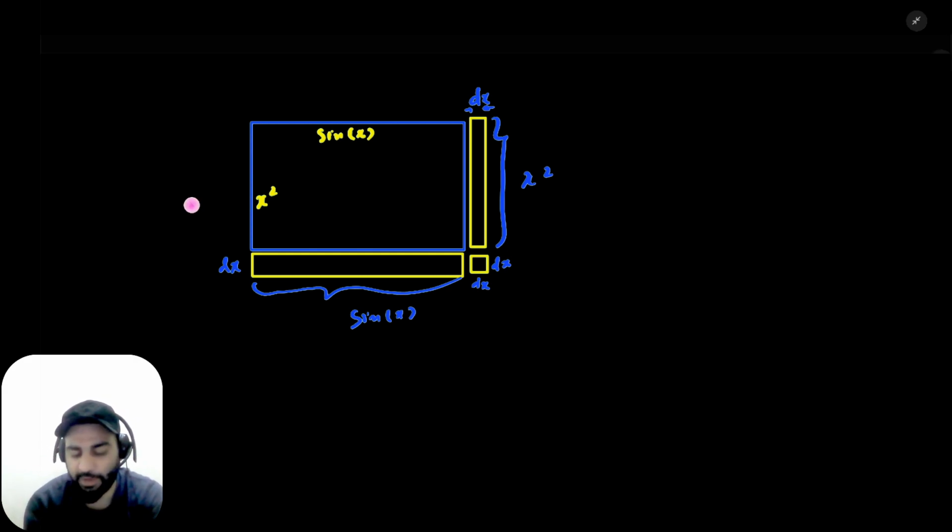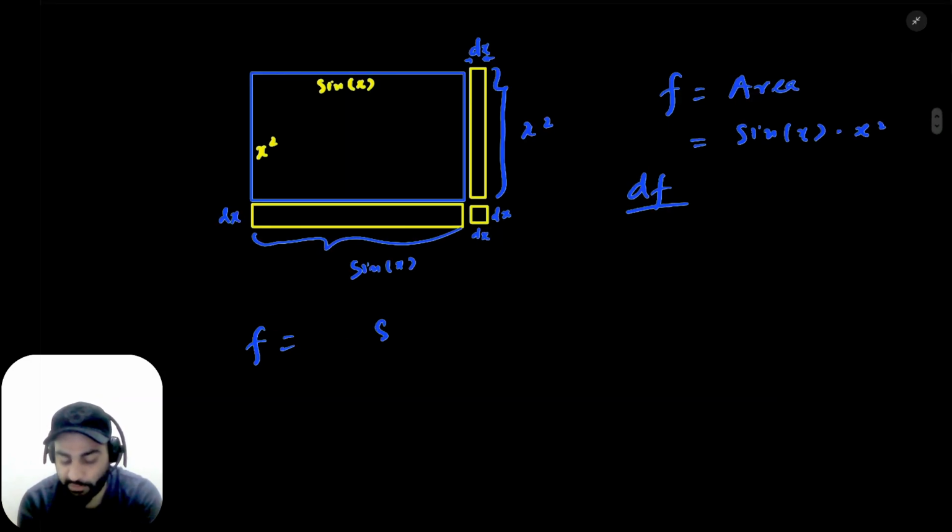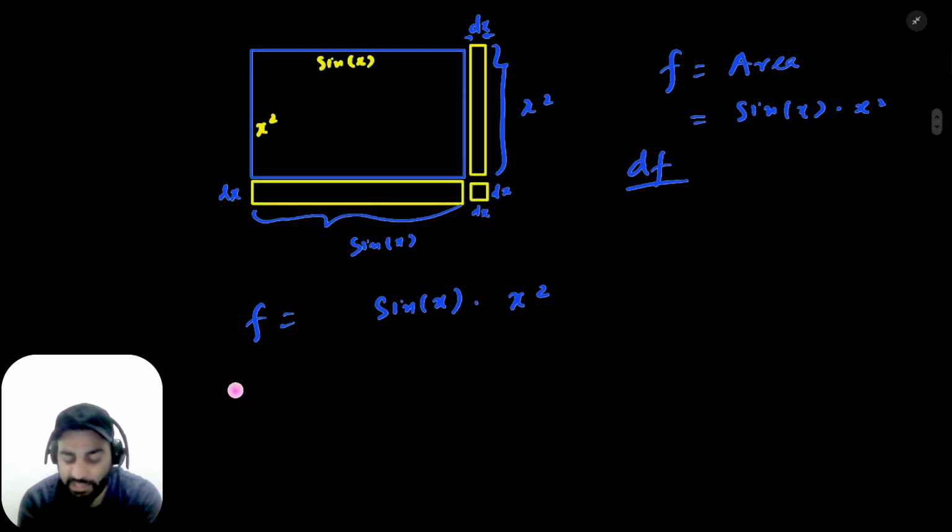Yes, sir. So if I have this, let's represent f is equal to area. Now we know this area is represented by sine x multiplied by x square, because that's a rectangle, the area of a rectangle. I want to see df. Df means change in area. So I can write f is equal to sine x multiplied by x square. So what is df? Change in area.